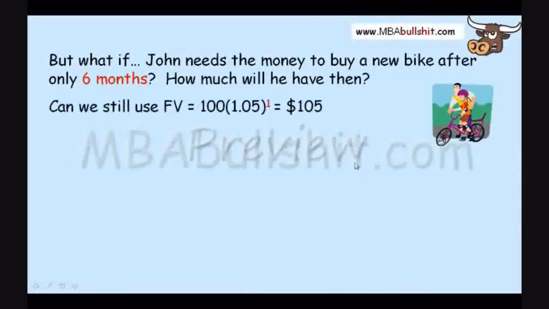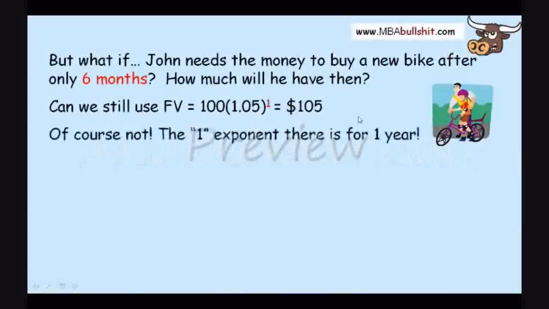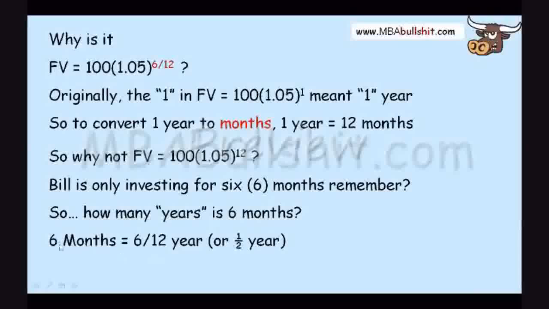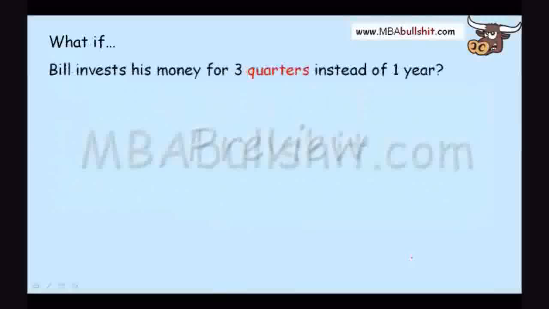Can we still use the original formula? Future value equals $100 times 1.05 raised to the 1, and that equals 105. Of course not. Well, simple. 6 months is equal to 6 over 12. Right. Okay, now, what if Bill invests his money for 3 quarters instead of 1 year?